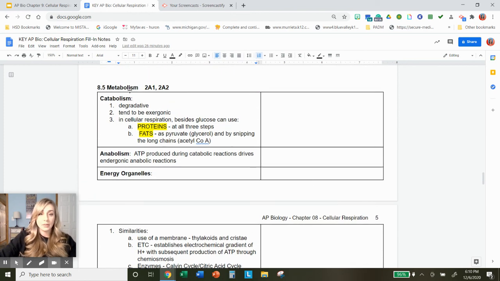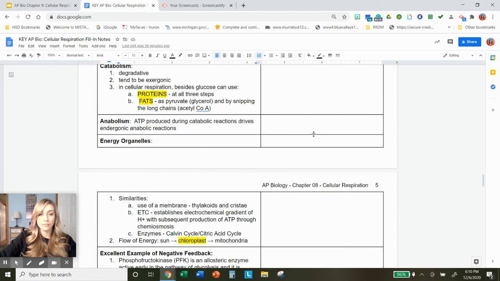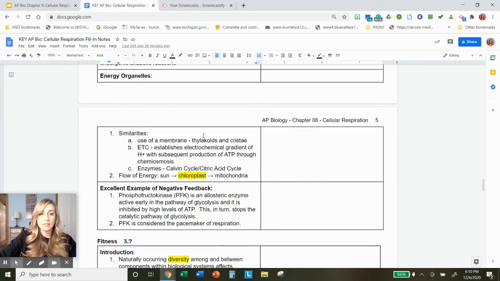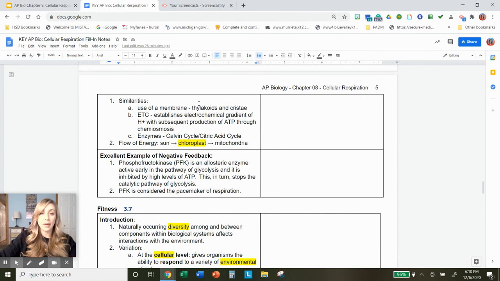Quick recap of catabolism. So we talked about cell respiration. Yes, we're using glucose to break it down to eventually yield ATP, but proteins can be used in all three steps as well as fats. So A is protein, B is fats. When we had our side-by-side for similarities, we talked about the use of the membranes and the electron transport chain. In terms of flow of energy, we're going from the sun to our chloroplasts, and chloroplasts are creating products through photosynthesis that will be used in the mitochondria for cell respiration.